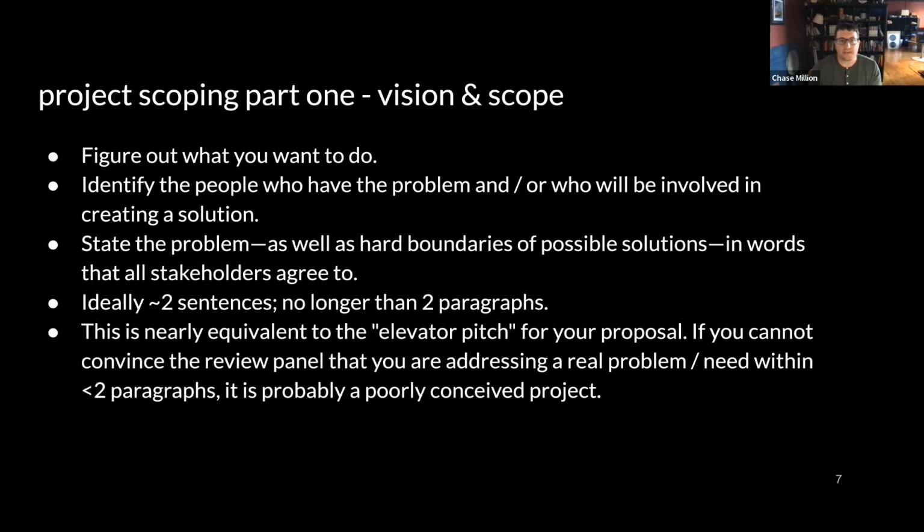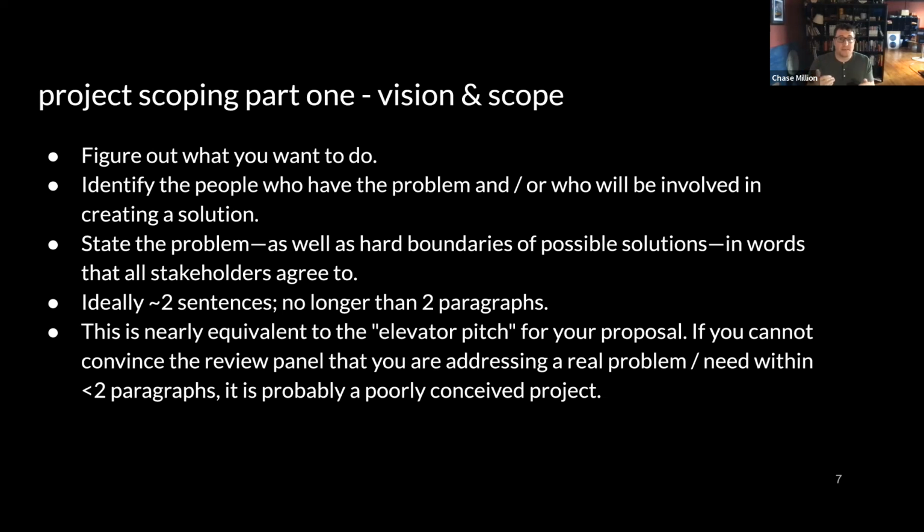So the first step is to create a vision and a scope for your project. That is, what is it we are trying to do? This should be a statement, maybe a few sentences, not more than a paragraph, that all of the stakeholders of your project, that is the people you're collaborating with, the people who will actually be doing the work, the technical people, everyone should agree, this is the thing that we are trying to do. And this should be the foundation of your whole proposal and your whole estimation project.